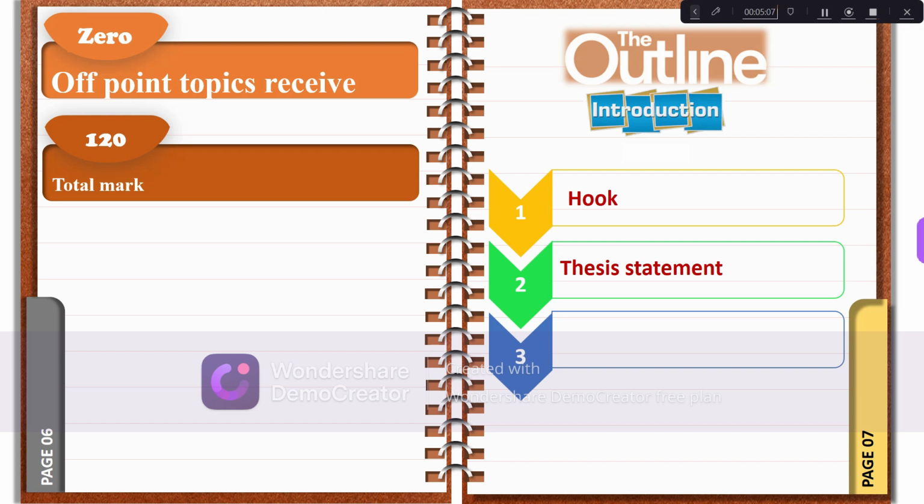Then, thesis statement. What are the components of thesis statements? Thesis statements consist of 3 things. First, plan of development. 2, topic. 3, the development of the topic. And the purpose of the study, it's not important to write it. We can change it to history writing or background.